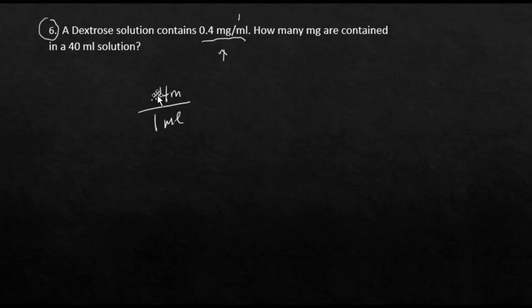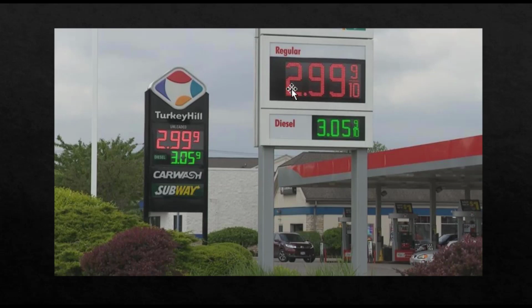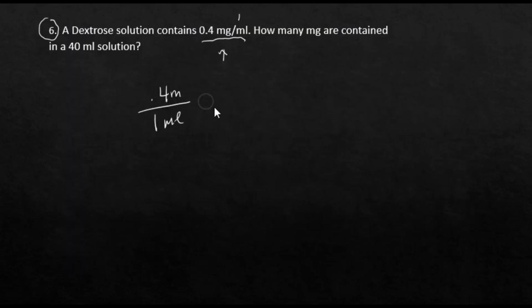I mean, you don't go to the gas station and say, oh my gosh, it's $2.99 and 9/10, but how much gas do you? You don't knock on the door and say, well, that's the price, but how much gas am I getting? Right? You get 1 gallon, right? $2.99 9/10 per 1 gallon. So don't make that mistake.